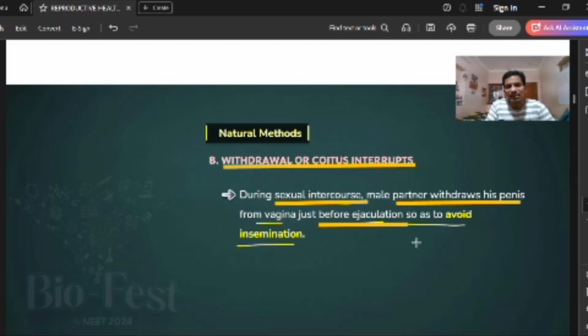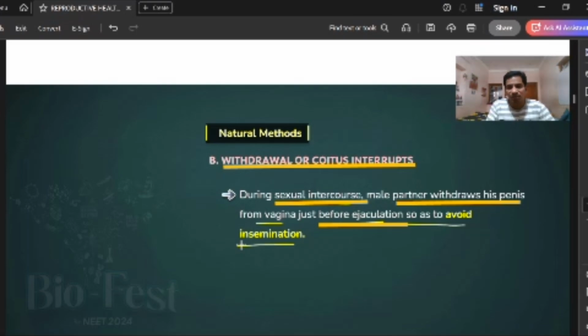Insemination means ejaculation of sperm into the female body. If ejaculation happens outside, it is not insemination. Right? Erection is controlled by the parasympathetic nervous system. Ejaculation is controlled by the sympathetic nervous system. Okay, so this is the withdrawal method.